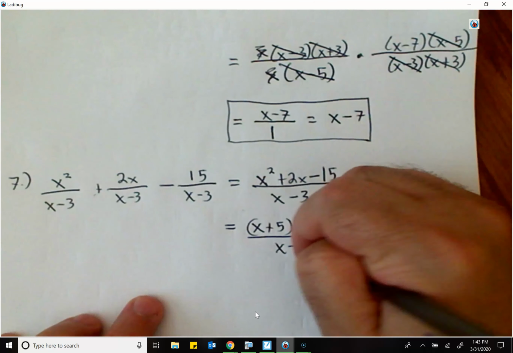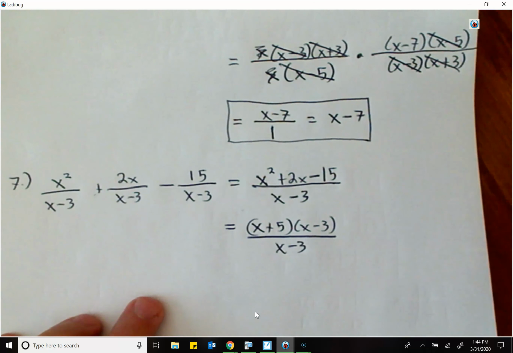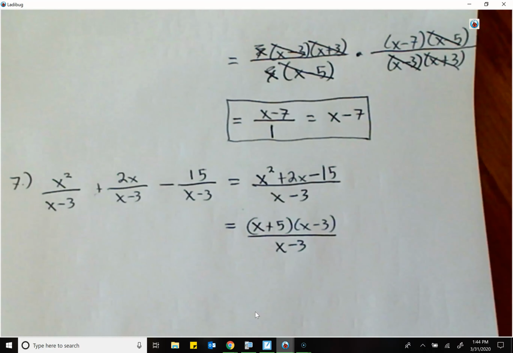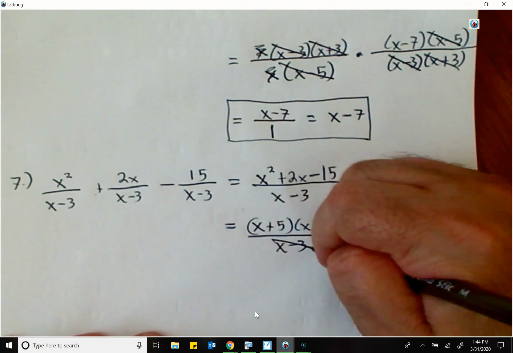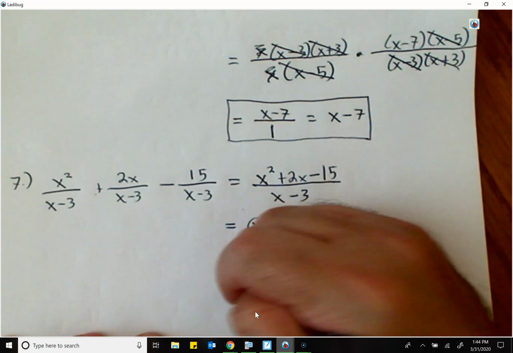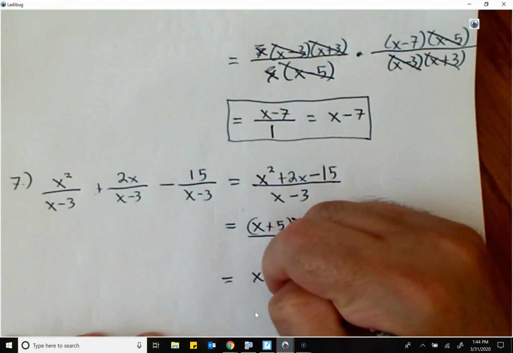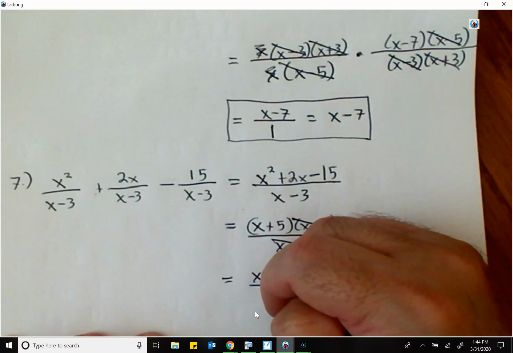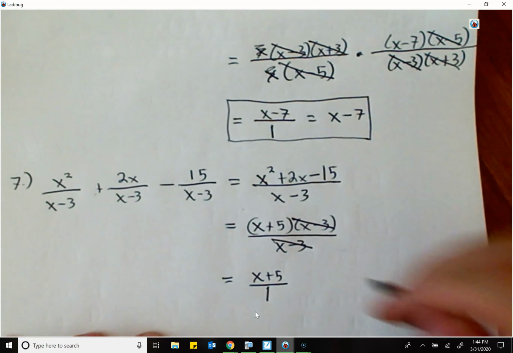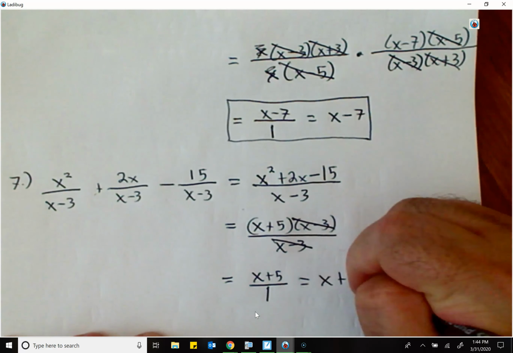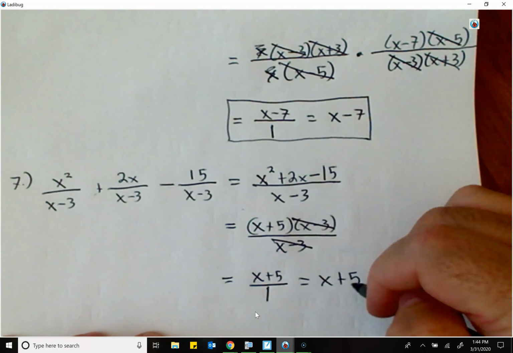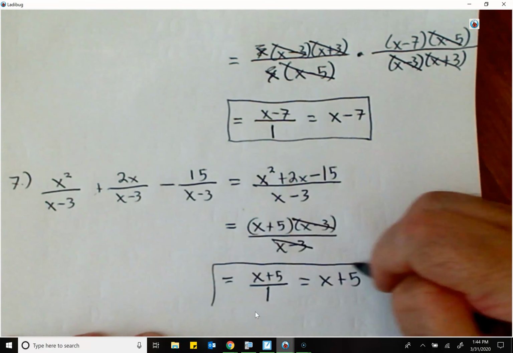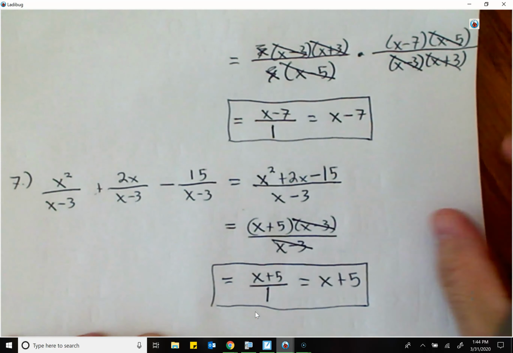So the denominator does not factor. So do we got anything in common from top to bottom? Yes, we do. We have the x minus 3's cross off, and that leaves us with x plus 5 in the numerator. And since everything's gone in the denominator, that's 1. Or you can just call it x plus 5. Both of these are the same answer. Okay.